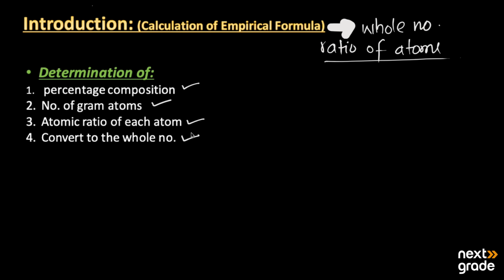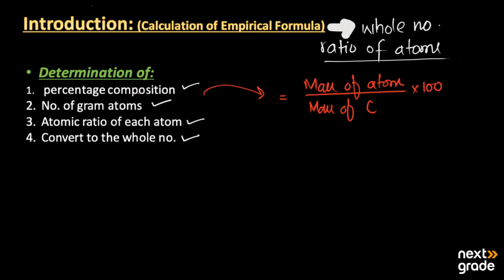The percentage composition, we can calculate by using the formula: the mass of the atoms or the element divided by the mass of the compound, multiplied by 100. So this is the formula which we can use to find the percentage composition.